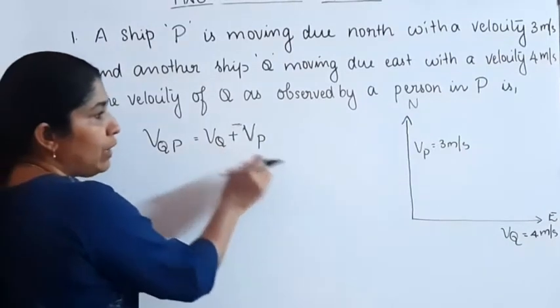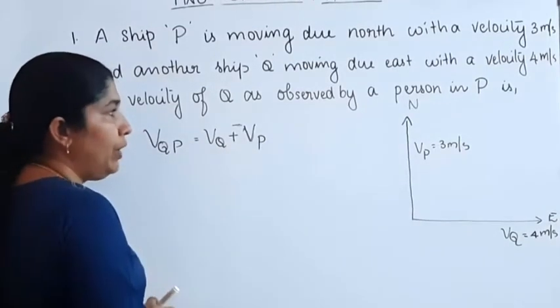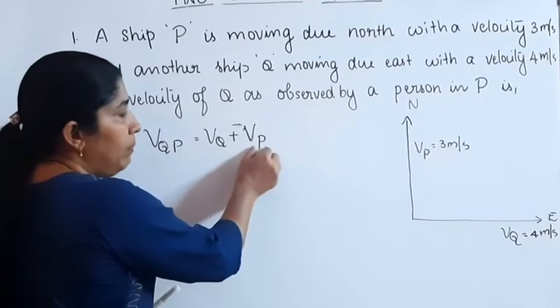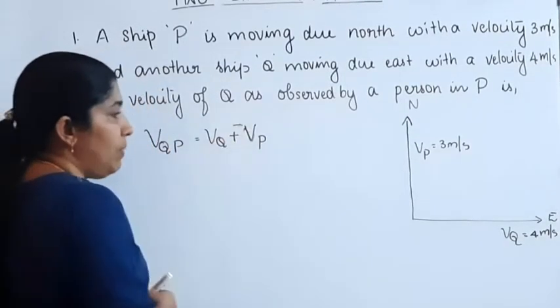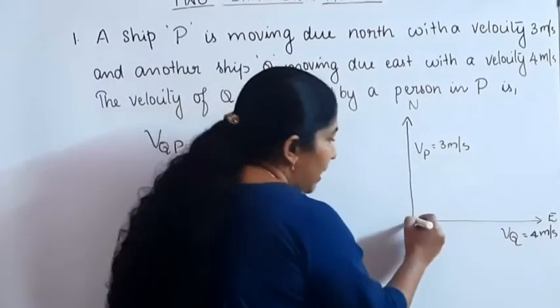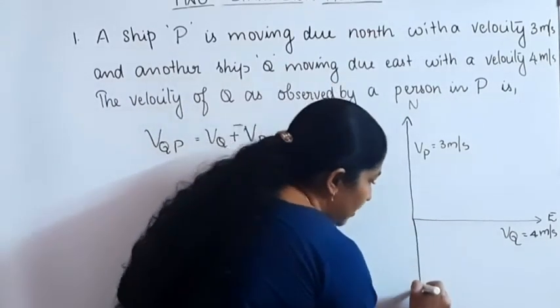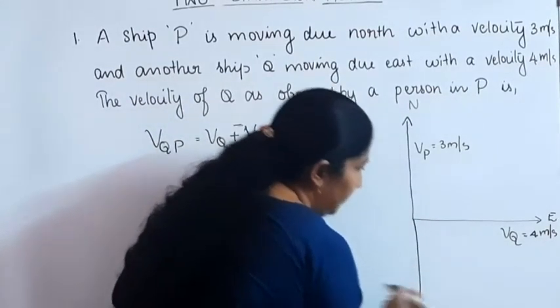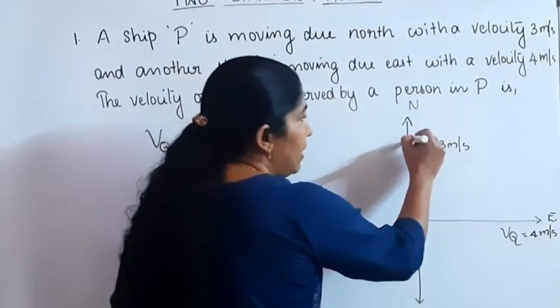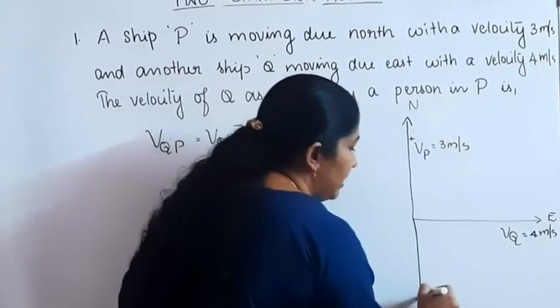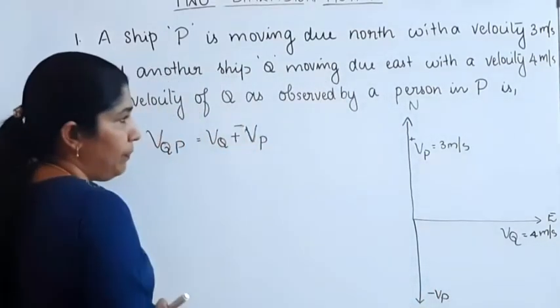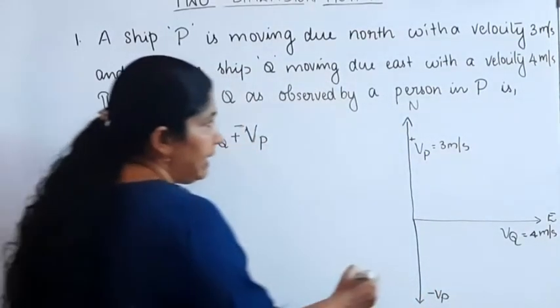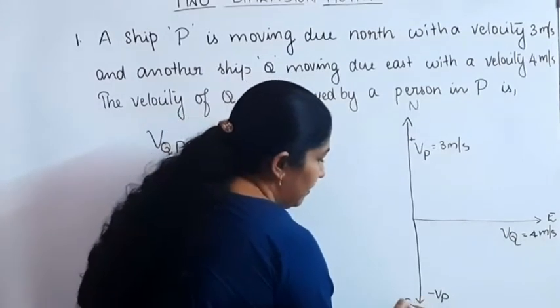Here VQ is equal to 4 meter per second, that is known. And VP is equal to 3 meter per second, but we want to consider minus VP. To take minus VP, this is the direction. Here VP is positive, here it's equal to minus VP, and it is in the south direction.